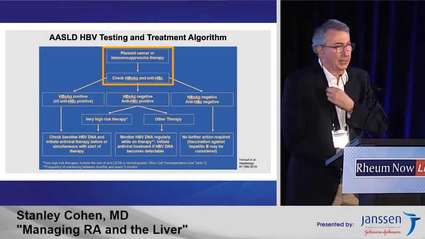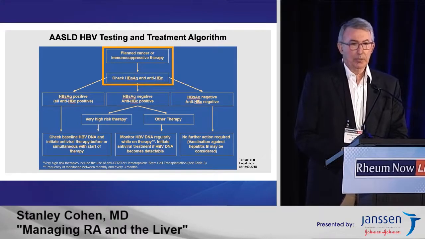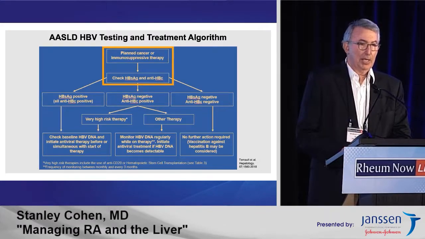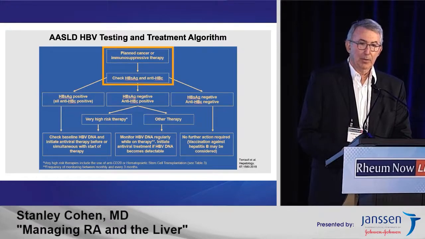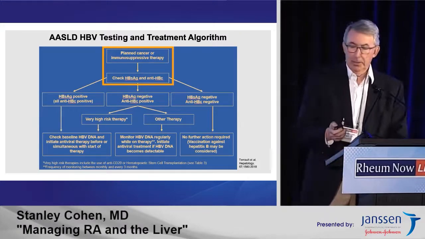And here is the slide from the AASLD, which basically informed the ACR and their recommendations. If someone's hepatitis B surface antigen positive with high-risk therapy, and their recommendation was greater than 20%, which is generally with the B-cell depleters and TNF inhibitors, check baseline hepatitis B viral DNA and initiate antiviral therapy before or simultaneous with the start of therapy. If they're core antibody positive, high-risk therapy, the recommendations are the same. If they're core antibody positive without surface antigen and other therapy, you can monitor hepatitis B viral DNA regularly, initiate antiviral therapy if hepatitis B viral DNA becomes detectable. If they're negative, for both antigen and core antibody, they suggest vaccination.